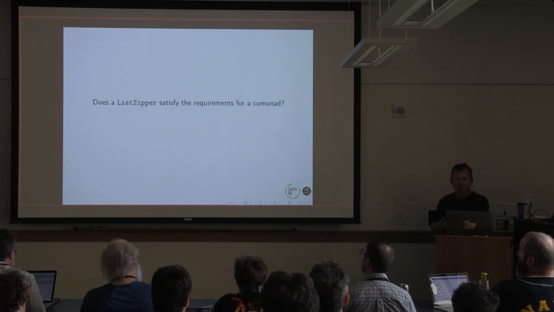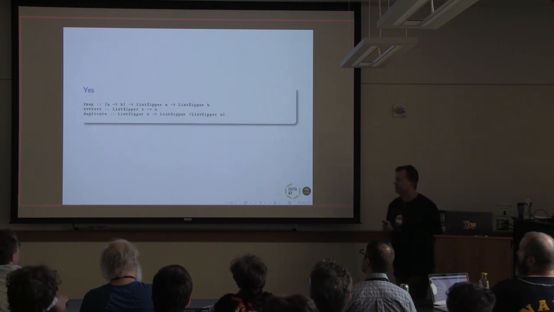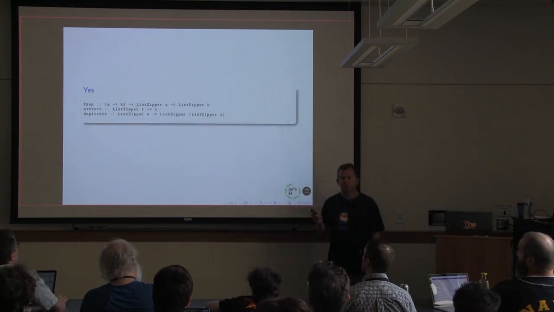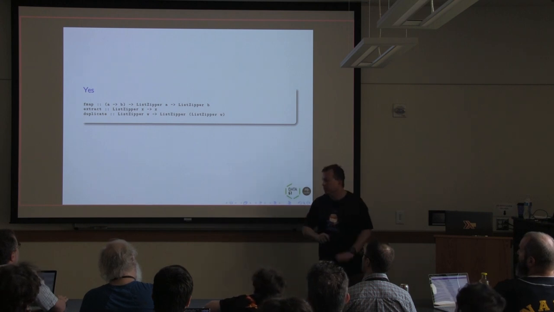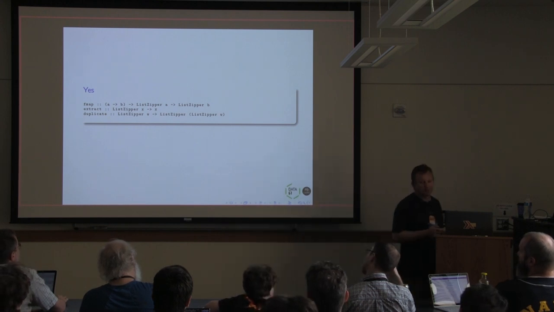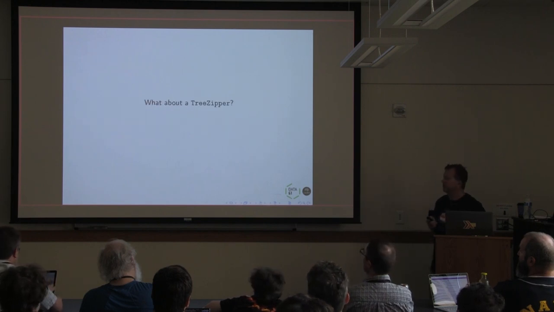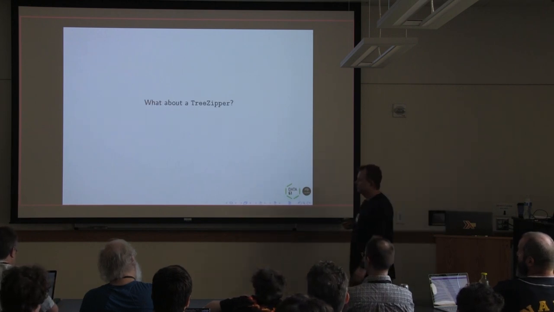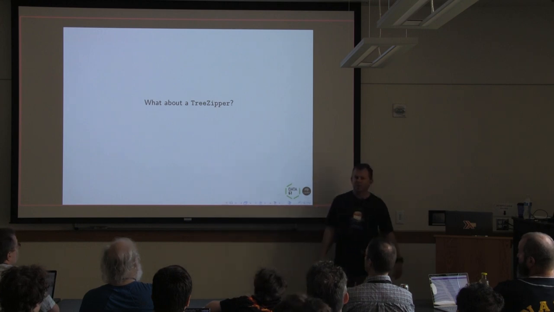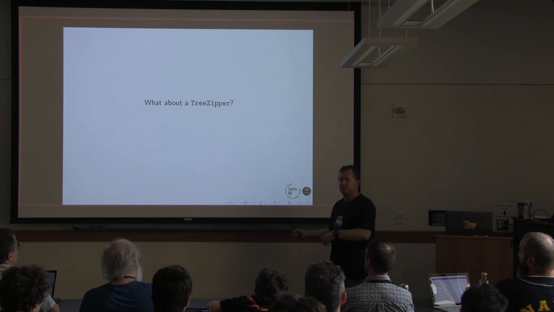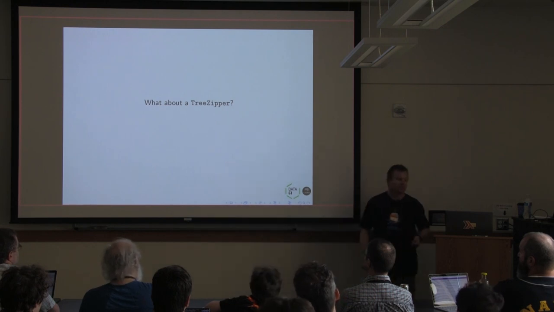Yes, I can write these three functions. The laws will satisfy, I'm hand waving over those, but they will satisfy. A list zipper is a comonad. What about a tree zipper? Well, can I fmap a tree zipper? If I have a tree zipper of A's, can I get a tree zipper of B's with a function A to B? Yeah?